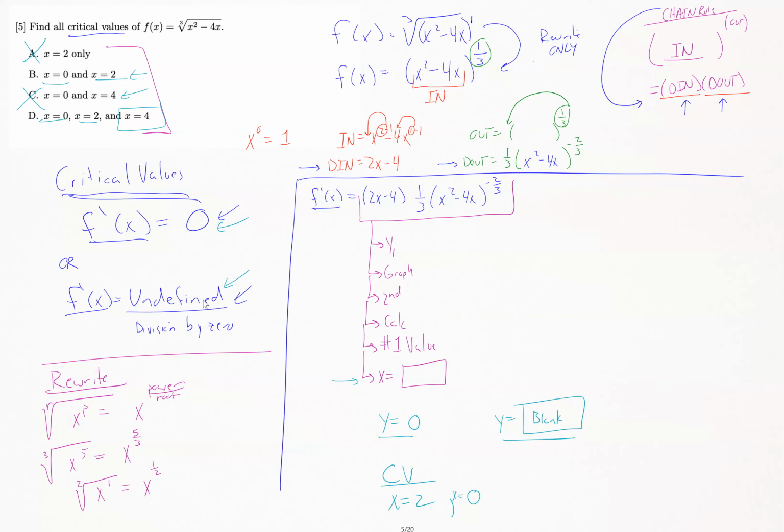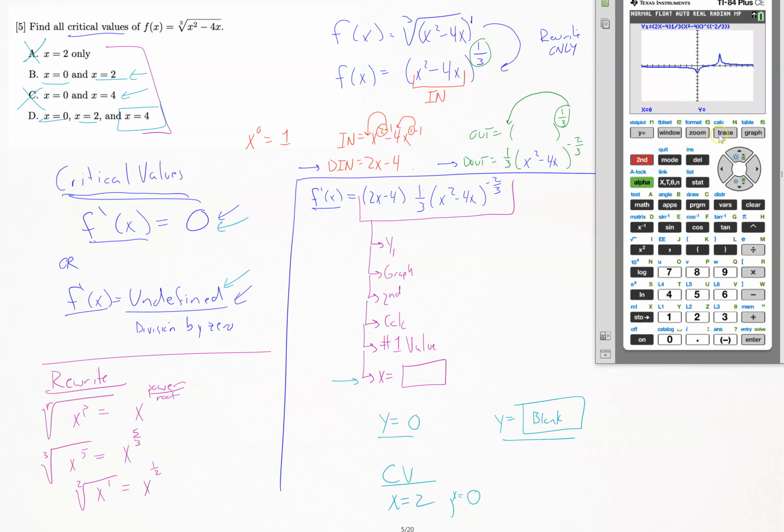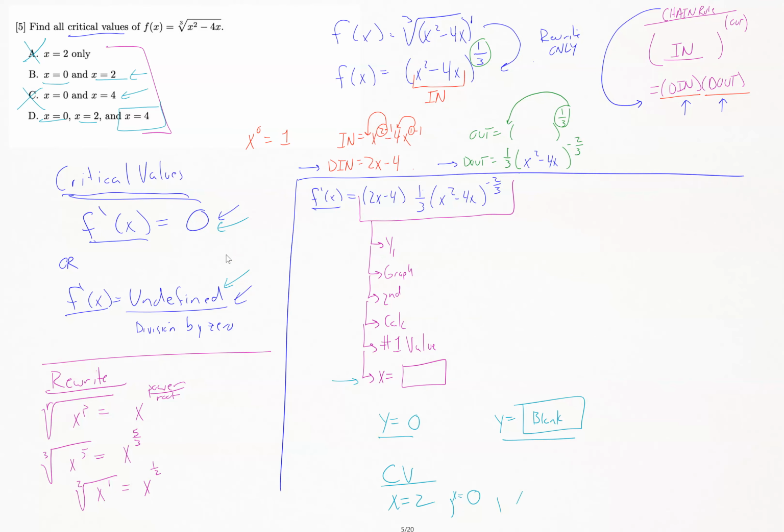And so now the last thing to check is x equals 4 and see if that's a critical value or not. So we go back to our calculator and we hit second calc, and then choose again number 1 in that menu, value. And this time we'll enter in the value of 4. So type in 4, hit enter, and we get another blank out here. So this is another example of an undefined critical value. So we know that x equals 4 is also a critical value. So then the answer can't be B, and it has to be D, because we found that all of our values 0, 2, and 4 were critical values of our equation.